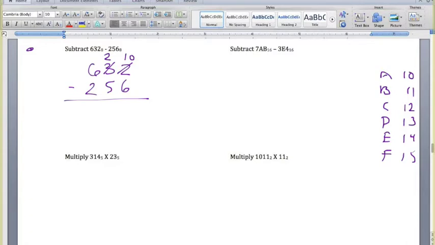Now 10 minus 6 is 4. 2 minus 5 I can't do, so I have to borrow. The 6 becomes a 5, and we're borrowing a group of 8, so now that 2 becomes a 10. 10 minus 5 is 5, and 5 minus 2 is 3, and our base is 8.